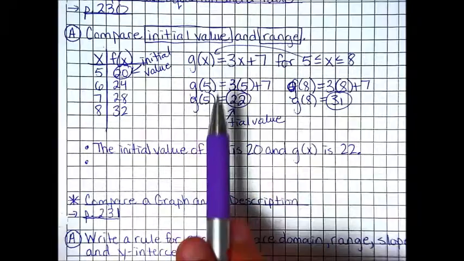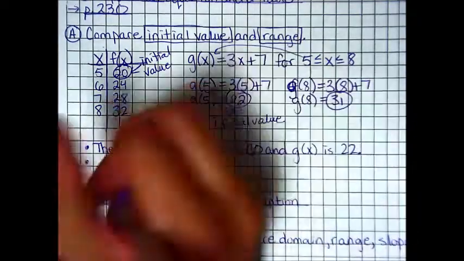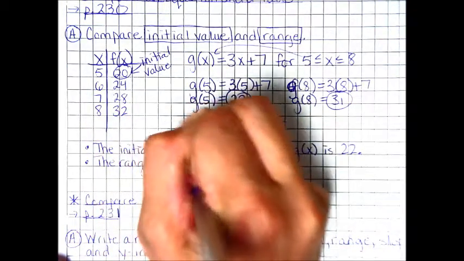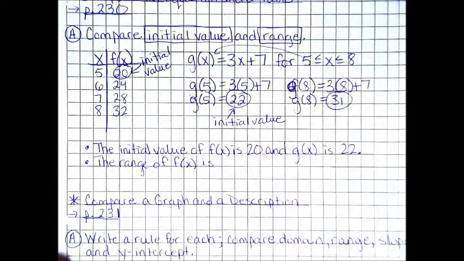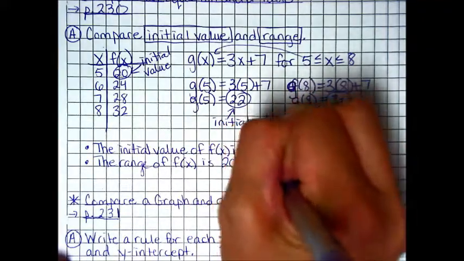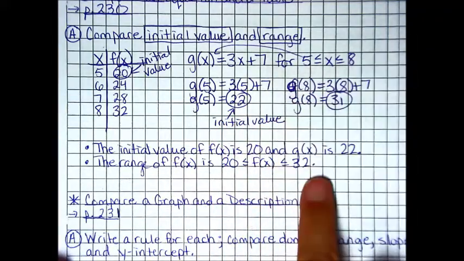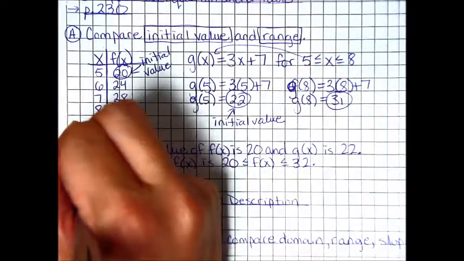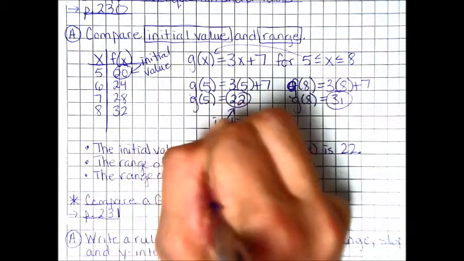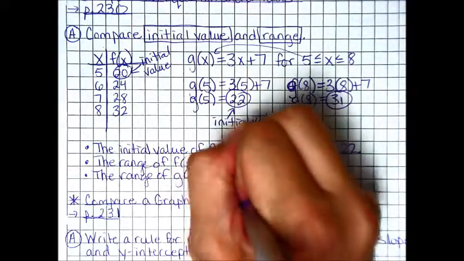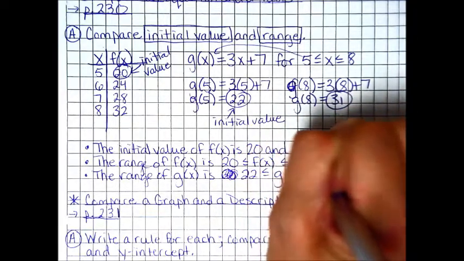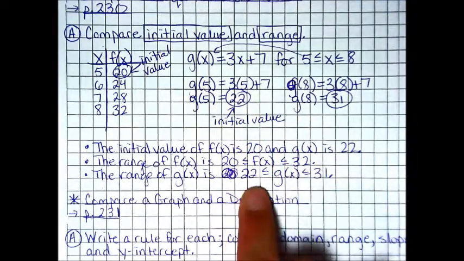Okay, to compare the range, you're basically going to need to just tell me the range of both. The range of f of x is, and you're going to write it as an inequality. 20 less than or equal to f of x is less than or equal to 32. The range of g of x is 22 to 31. Sorry for my scribble.